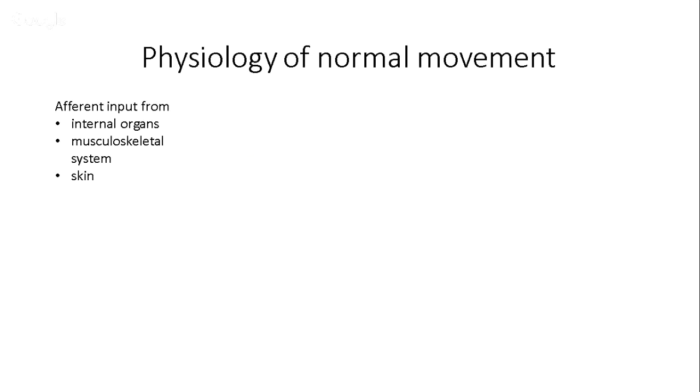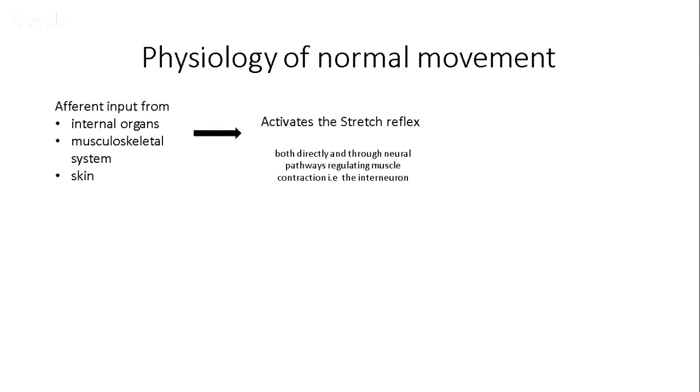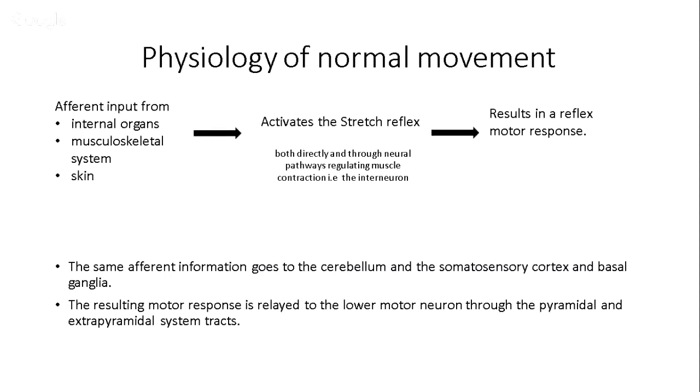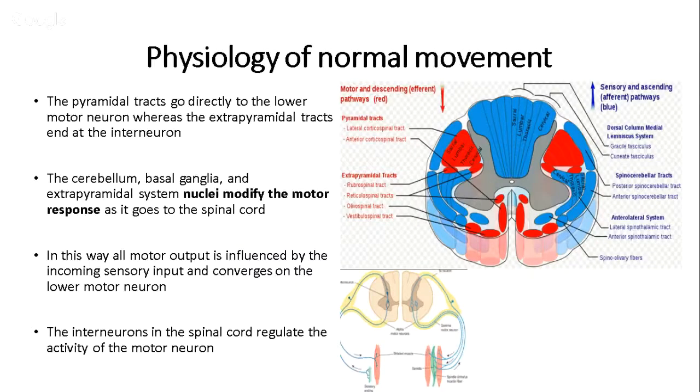So, basic physiology: we know that all the input comes from the skin, like when you do the flexor reflex, the Babinski, the musculoskeletal system, the muscle spindles, all the receptors in the muscles. This leads to activation of the stretch reflex, and the final result is the motor response. All of this information, like we all know, goes to the cerebellum, somatosensory cortex, and basal ganglia, and is modified there before it goes into the lower motor neuron. And that's how we get the motor response.